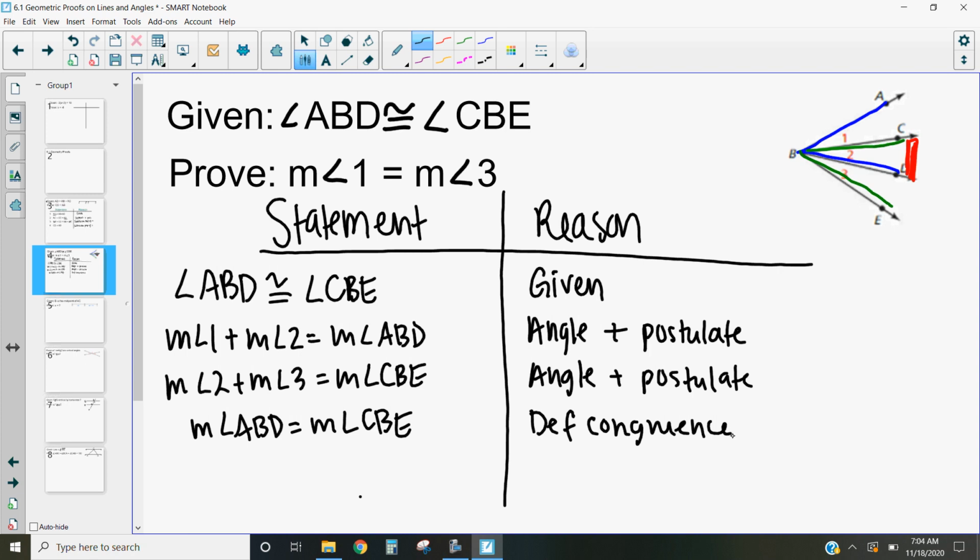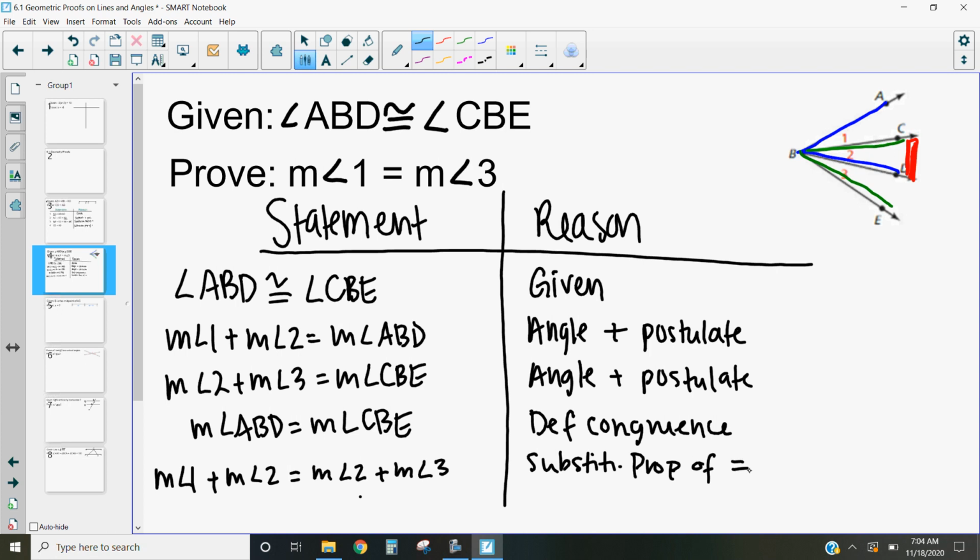So with these two things, I can set them equal to each other because they're both equal to each other, right? So the measure of angle 1 plus the measure of angle 2 equals the measure of angle 2 plus the measure of angle 3 by the substitution property of equality.